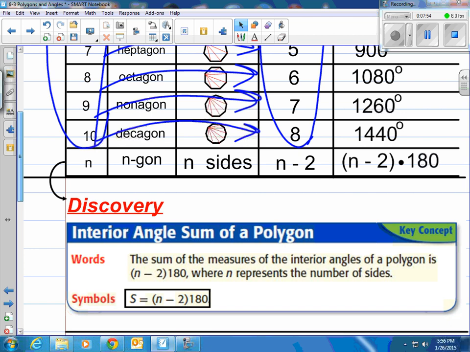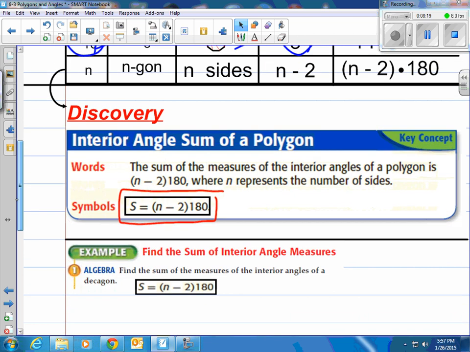And there it is. Interior angle sum of a polygon theorem. It says the sum of the measures of the interior angles of a polygon is n minus 2 times 180, where n represents the number of sides. So what I would suggest you do is, S stands for the sum, but I would copy that down. So anytime you have a polygon, to find the total angular measure, all you do is subtract 2 from the number of sides, times it by 180. All right.